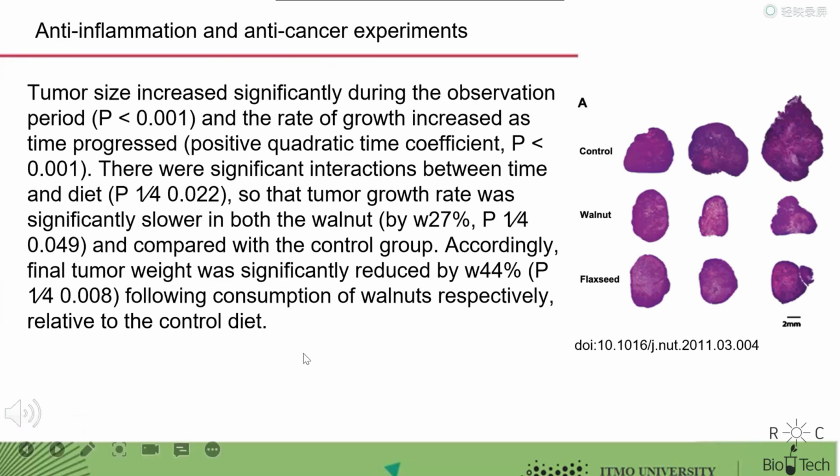Tumor size increased during the observation period. Final tumor weight was significantly reduced by 44%. On the right side you see that with the walnut diet, cancer cells were reduced in size more than in the control group.